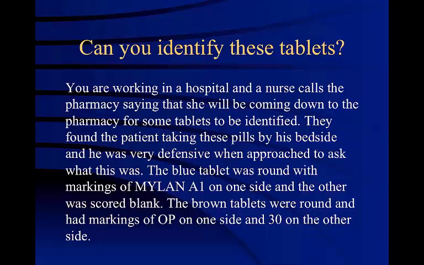They found the patient taking these tablets by his bedside, and he was very defensive when approached to ask what these tablets were. There was a blue tablet, round with the markings of Mylan A1 on one side, and the other was scored and blank. The brown tablets had a marking of OP on one side and 30 on the other side.